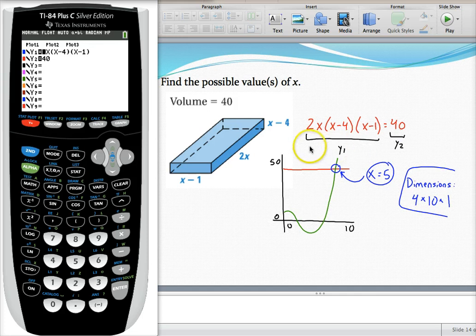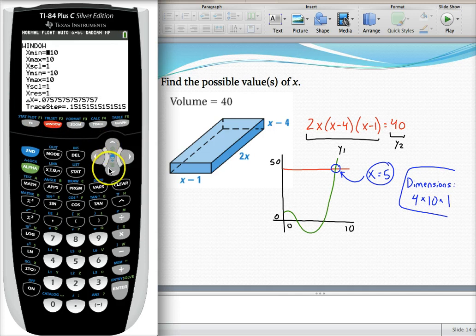And so to solve by graphing, I've gone ahead and already entered in one side of my equation as y1, and I've entered the other side in as y2. And what I want to do is find the intersection between the polynomial, which is y1, and the line, which is representing my volume of 40. And so what I'll need to do is I'll have to adjust my window because I'm not going to see what I want to see.